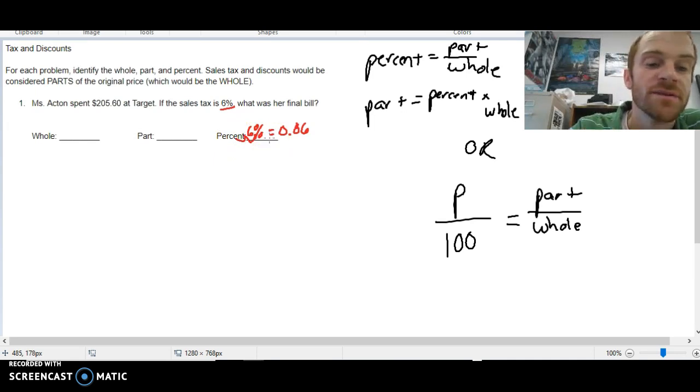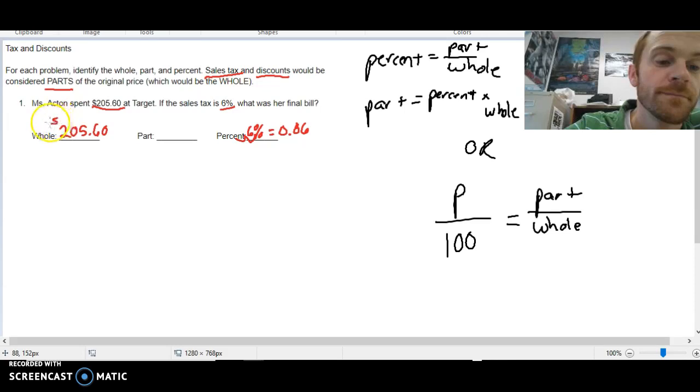Alright, then what's the other number here? This is $205.60. Well, if I read this note up above, it says that sales tax and discounts are considered parts. So this $205.60 is not the sales tax, so this is my whole amount. Okay, so that means if I'm looking for the sales tax, that's what I'm trying to find. So I'm going to put that as a variable. I don't know that. Okay, so I'm going to use the percent equation here.